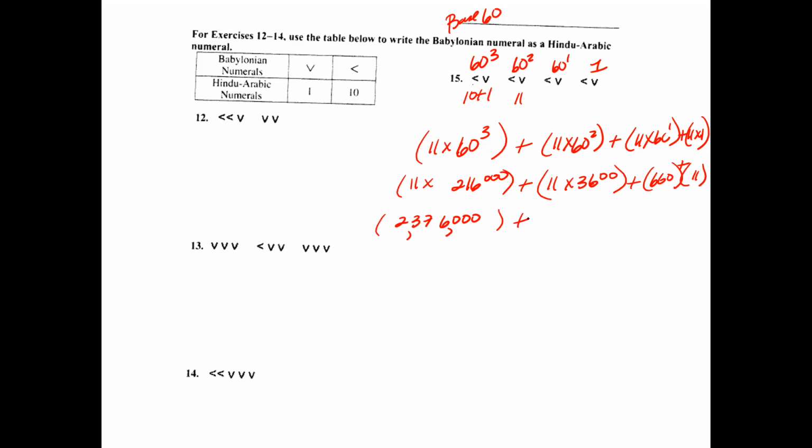plus 39,600 plus 660 plus 11. So altogether, you should have 2,416,271. So you'll read it as 2,416,271. Now that I went ahead and did this one, I want you guys to try number 12, 13, and 14.